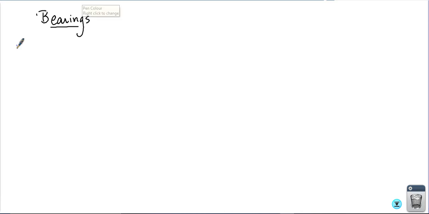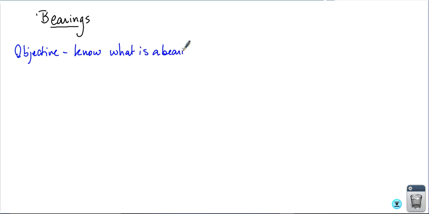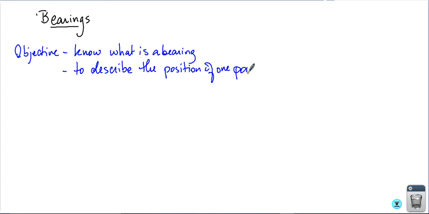So it's bearings, and we're going to have two objectives today. By the end of the lesson, you should be able to know what a bearing is, and you should also be able to know how to describe the position of one point from another using bearings. So those are our two objectives for today. So let's start with bearings.